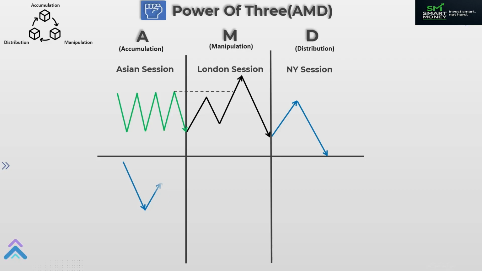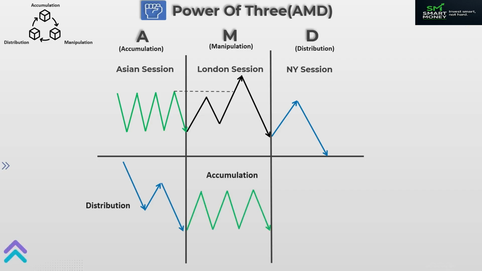If the price has expanded instead of accumulating during the Asian session, don't expect the London session to manipulate. Instead, you should expect it to accumulate, which means you then look for the New York session to manipulate. So, it all comes down to what the Asian session did. Just check out the Asian session first, and that will give you the most accurate way to identify AMD and the power of the three phases.